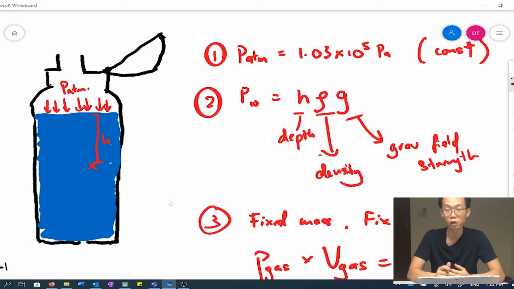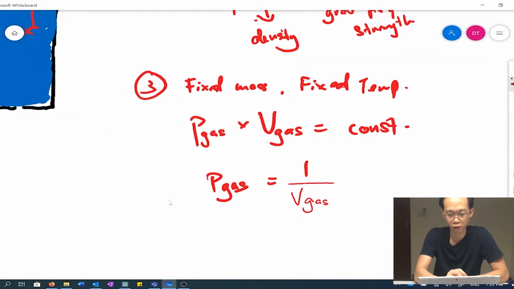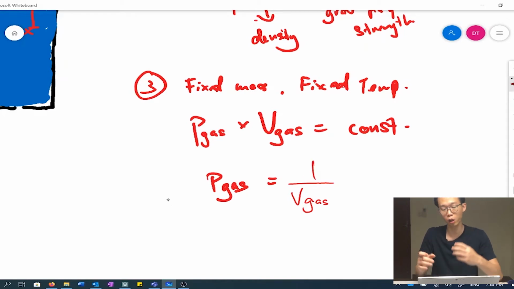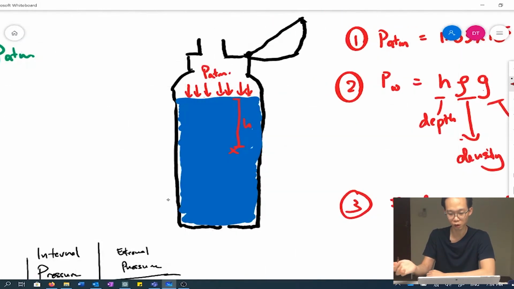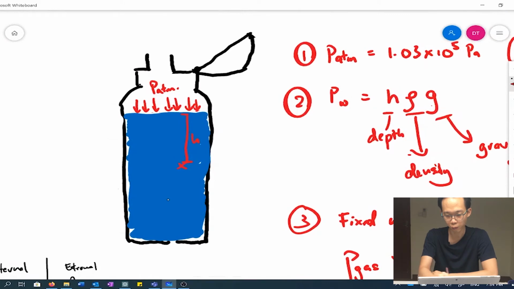And the last concept that I want to recap is that of the pressure of a fixed amount of gas. If we have a fixed amount of gas, the pressure and volume of the gas, when you multiply them, will give a constant value. What this means is that if you trap a fixed amount of gas inside a container and you force the volume to decrease, then the pressure will increase, and vice versa. This is an important point to remember for the second example later.